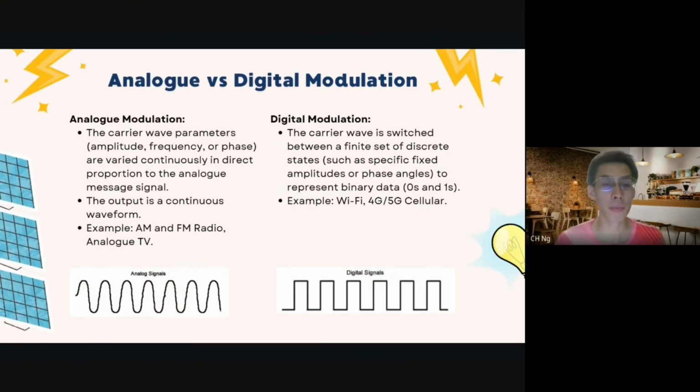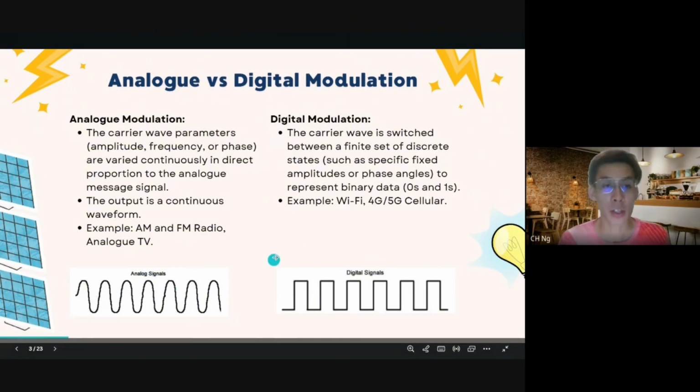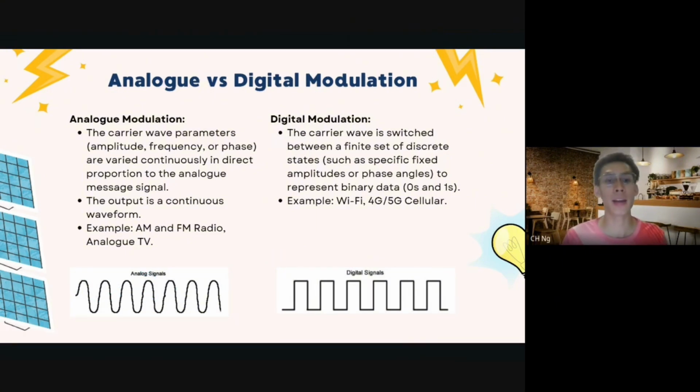So analog versus digital modulation. In analog modulation, the carrier wave parameters like amplitude, frequency, and phase are varied continuously in direct proportion to the analog message signal. The output is a continuous waveform like this. So the examples are AM and FM radio and analog TV.